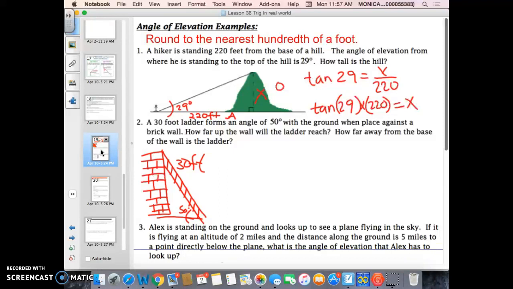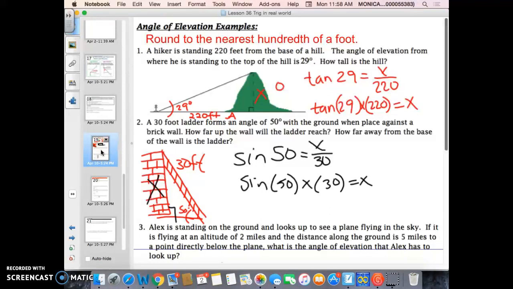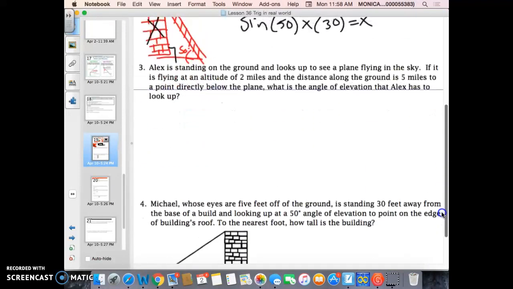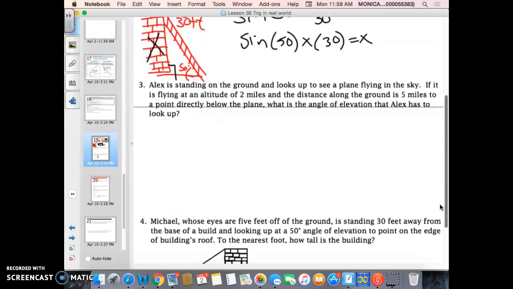So we know the hypotenuse. Here's my 90-degree angle. We know my hypotenuse. So you're looking at opposite over hypotenuse. So this would be the sine of 50 equals x over 30. And please note your x has to be less than 30. So this is going to be a multiplication problem. Sine of 50 times 30 equals x. And again, I'm not going to work it out. You've got a calculator to do that for you. Please make sure you're in degrees though.